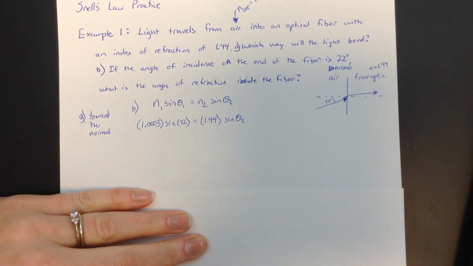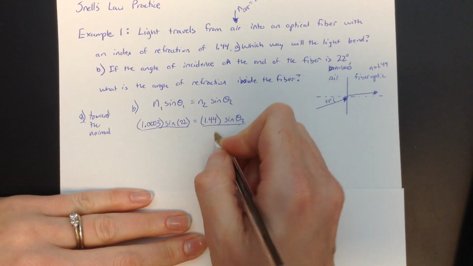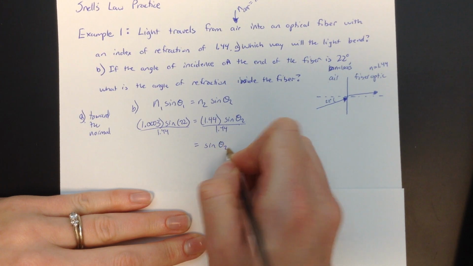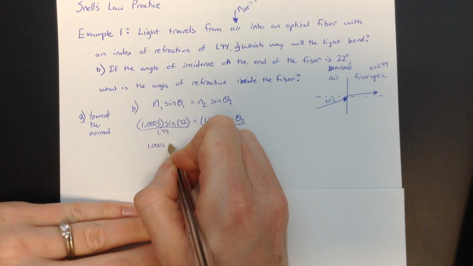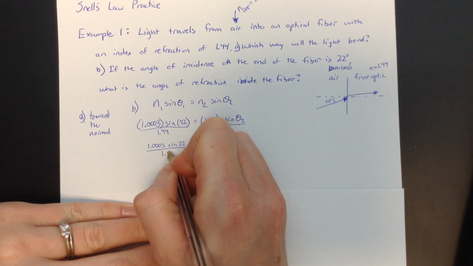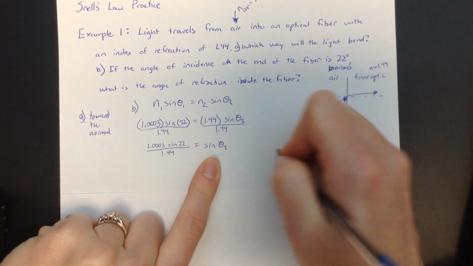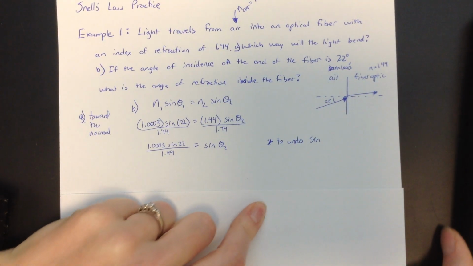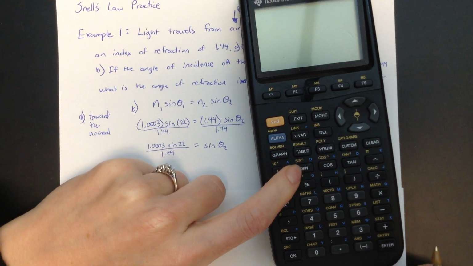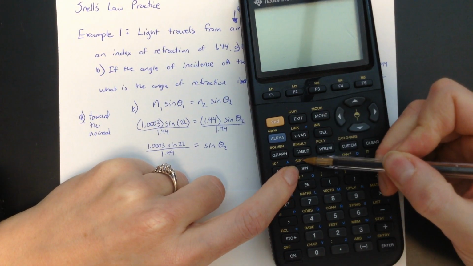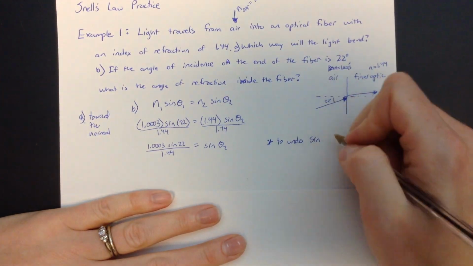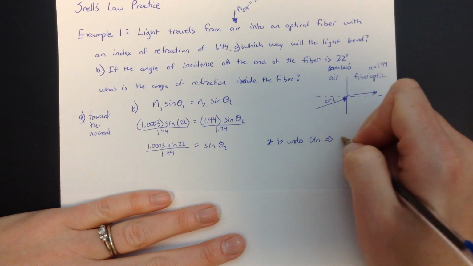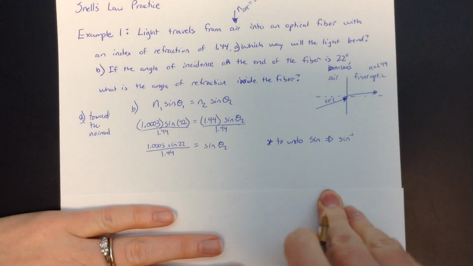So the first thing I'm going to do is not plug stuff into my calculator. I'm going to divide both sides by 1.44 so that I get the sine of the angle 2 over here all by itself, equals 1.0003 times the sine of 22 divided by 1.44. Now to undo sine, there is a button on your calculator, and it's usually right next to the sine function. Right here it says sine with a -1. That is called the arc sine, and it's undoing the sine. It's the opposite of sine. So what you're going to push is that sine to the -1 button.